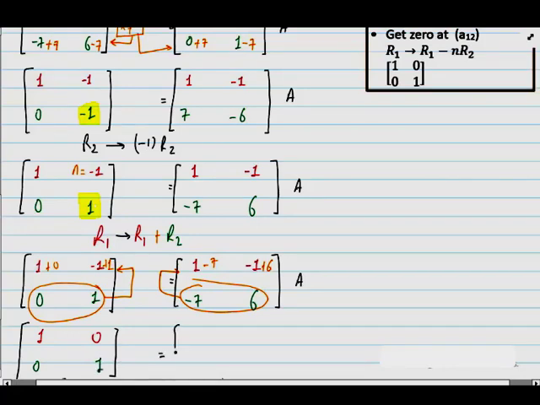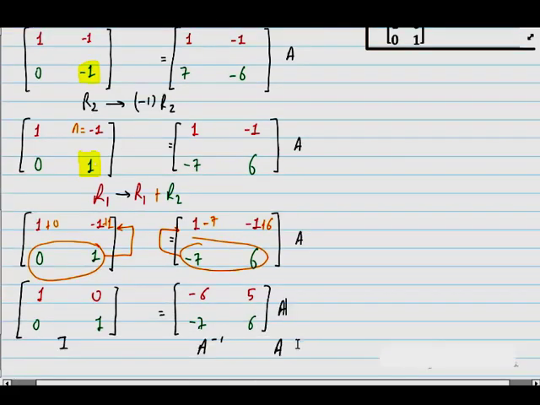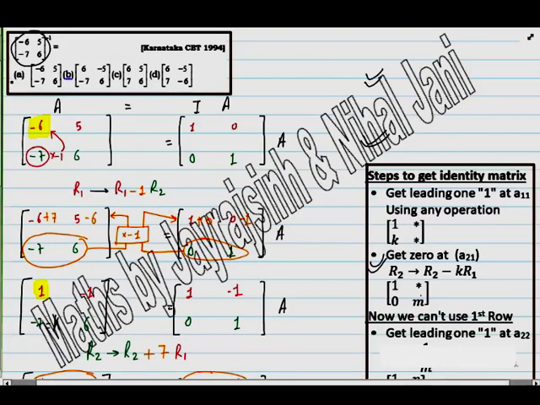On the right hand side, we will get minus 6, 5, minus 7, 6. So tada, we will get I is equal to A inverse A form, which suggests that our A inverse is minus 6, 5, minus 7, 6. Option A is your final answer.